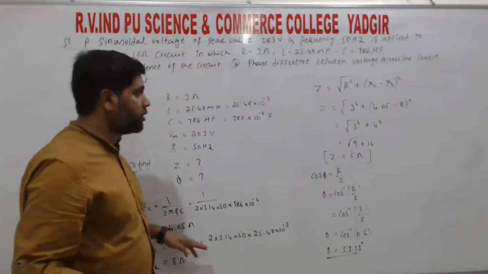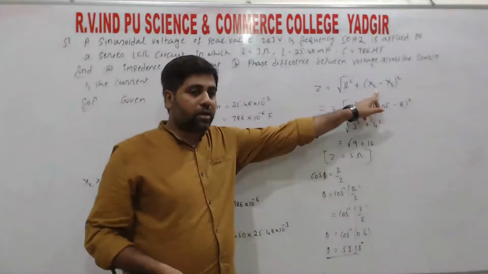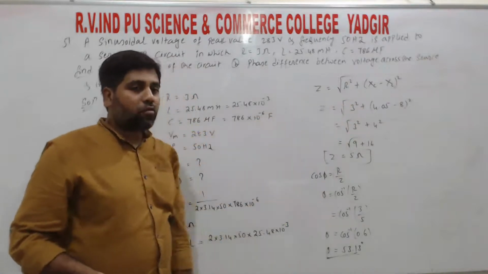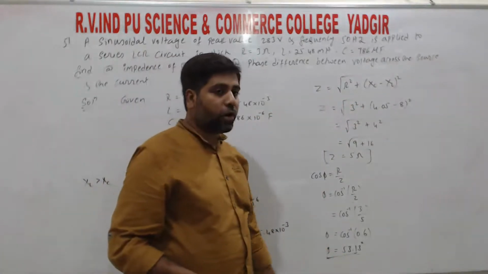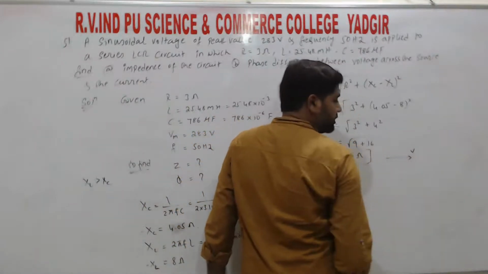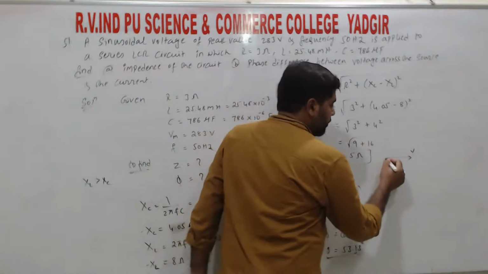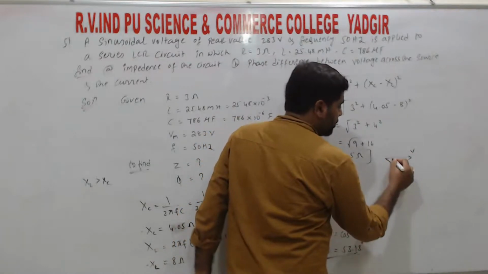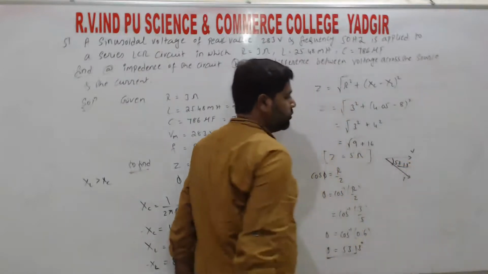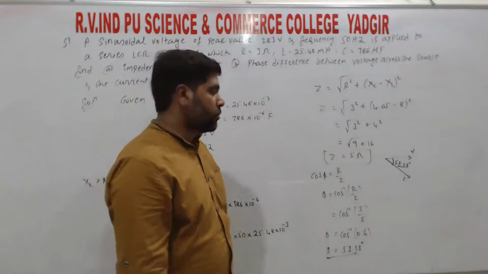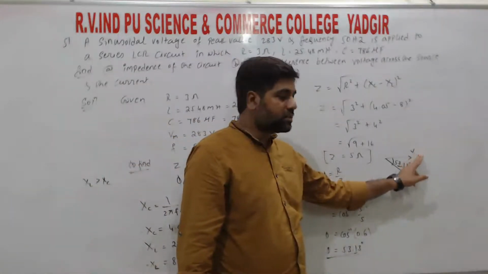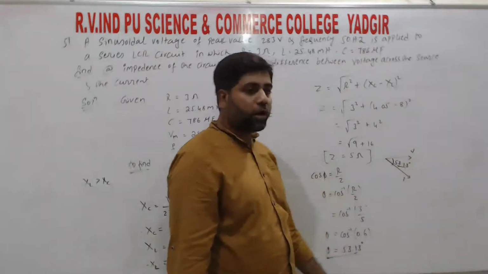Now, when we take the difference, the value we get is negative. So that means it will come under the fourth quadrant. That means the current lags the voltage by an angle of 53.13 degrees. If we represent this, along the x axis we take the voltage, and somewhere here we get the current. This angle is 53.13 degrees, that is, the current lags the voltage, or the voltage leads the current, by 53.13 degrees.